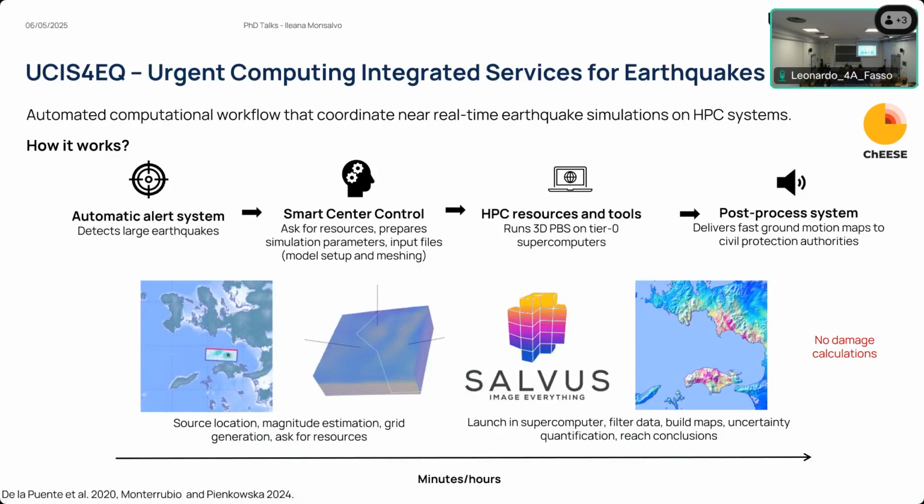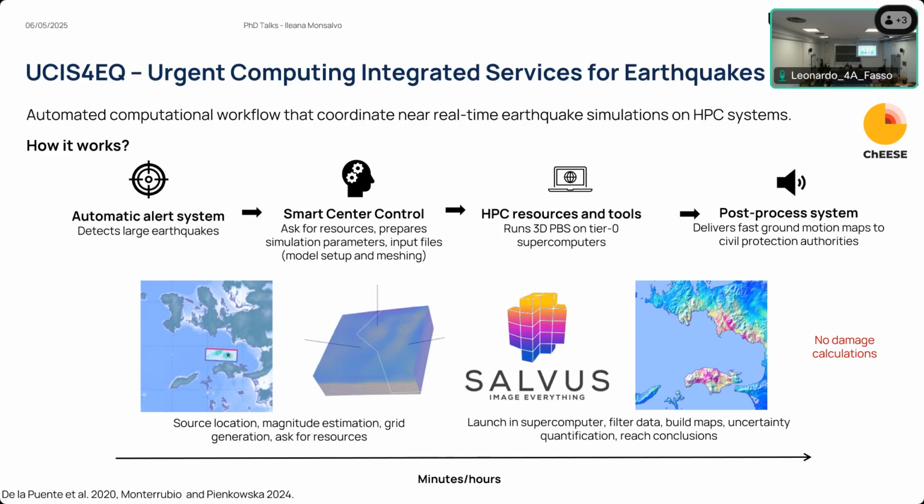The first project that I want to talk about is Computing Integrated Services for Earthquakes, and it has been developed by the Barcelona Supercomputing Center. It is a workflow that coordinates these near real-time physics-based simulations on high-performance computing infrastructures. And how does it work? Well, the workflow that I am going to explain to you is basically the same as for the other projects that I am going to present.